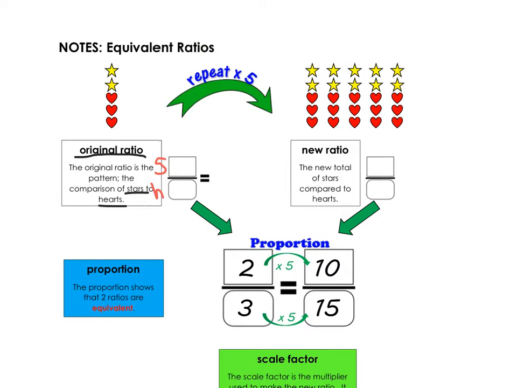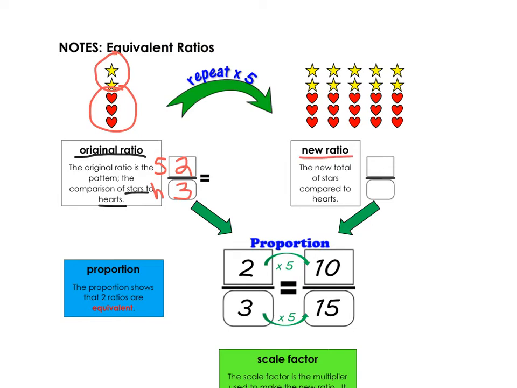So let's look at our original ratio here. We have 2 stars to 3 hearts. So our original ratio here is 2 to 3. Now, we're going to repeat this pattern 5 times. Okay? So if we're going to repeat it 5 times, that means we're going to multiply both parts of the ratio by 5 to get our new ratio.